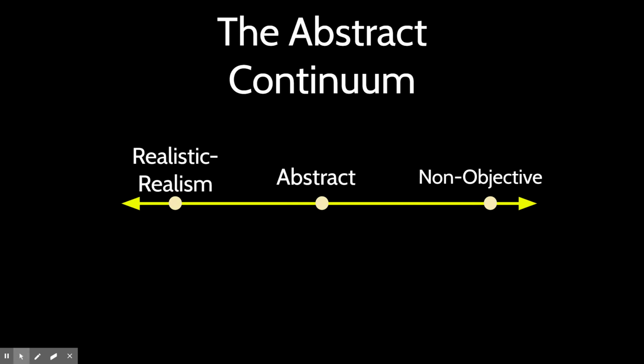It's like a number line, right? On one side, we have realistic art or realism. In the middle, we have abstract, and then on the opposite side, we're talking about non-objective. Now, abstract art often gets confused with non-objective art, but that's not the case. Let's go ahead and show you why those are different.